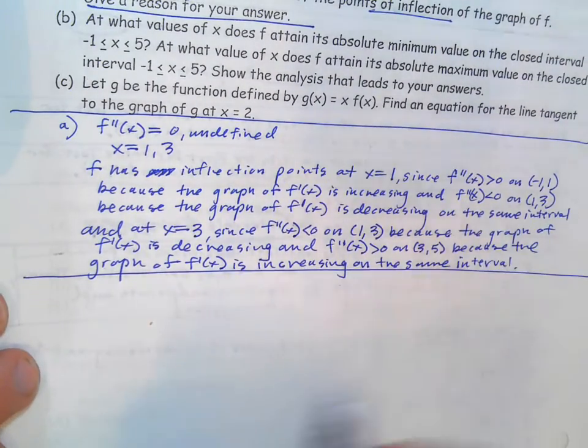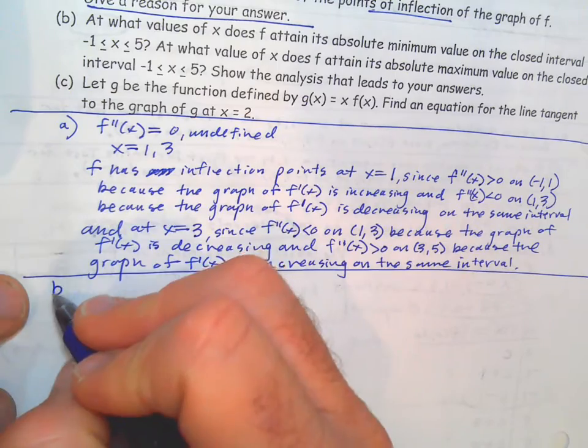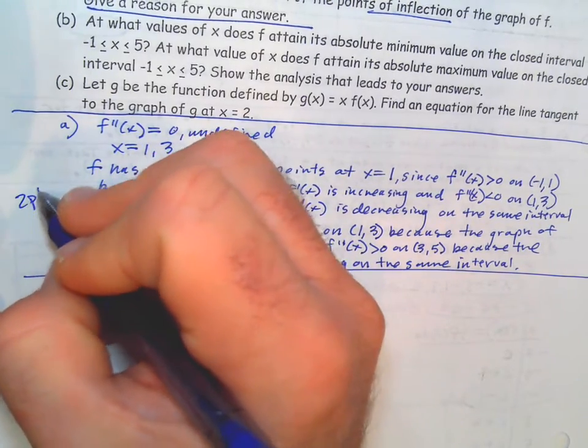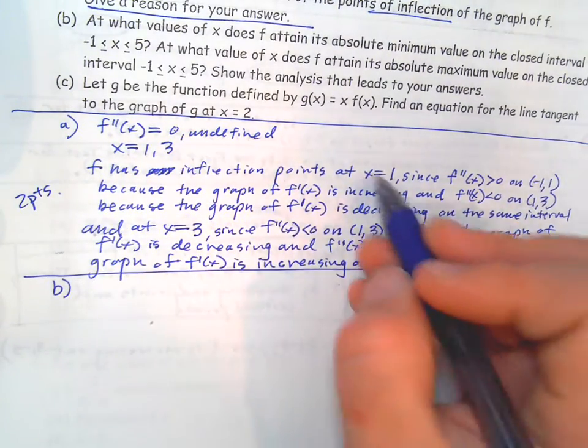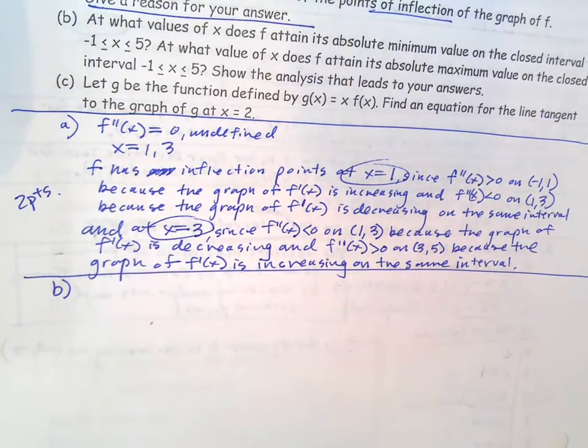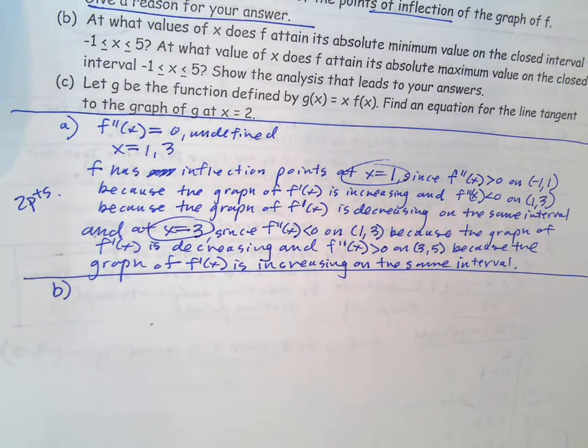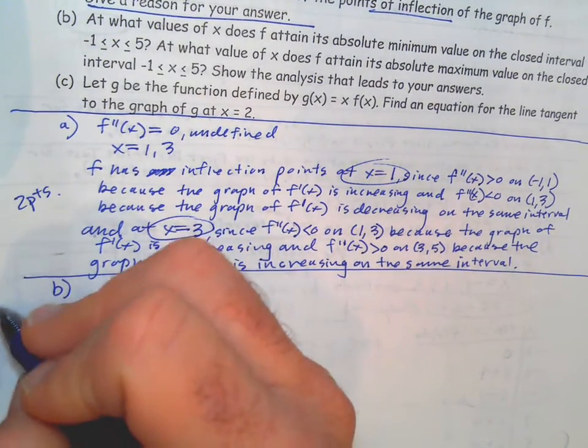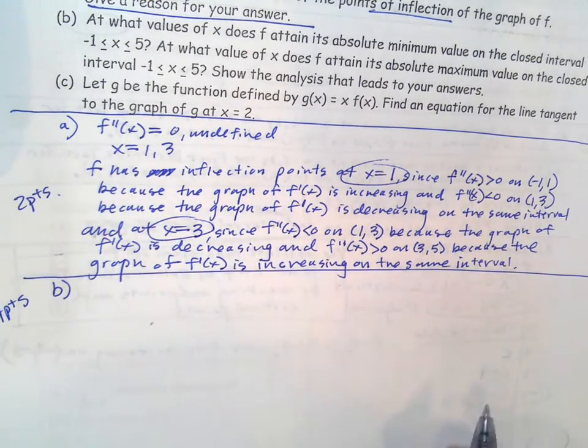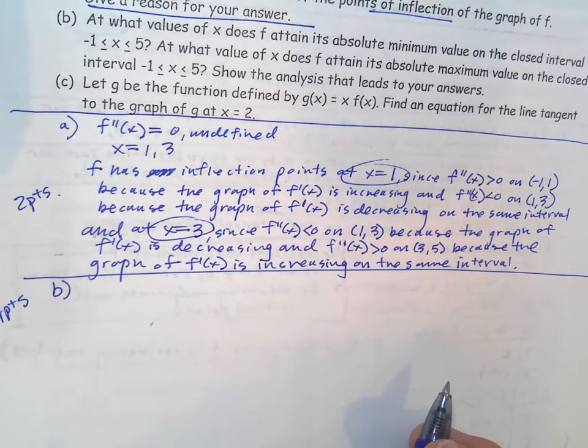I mean, finding the answers is easy. Now, this was only worth 2 points, so this and this was probably 1 point, and then the justification is another point. Next one is 4 points. And this says, at what value of x does f attain the absolute minimum on the closed interval -1 to 5? At what value of x does f attain the absolute maximum on the closed interval? Show the analysis that leads to these answers.